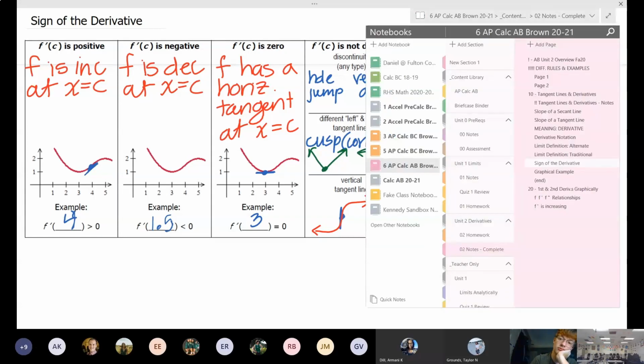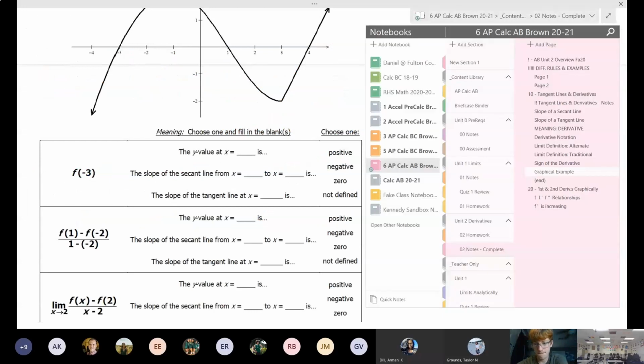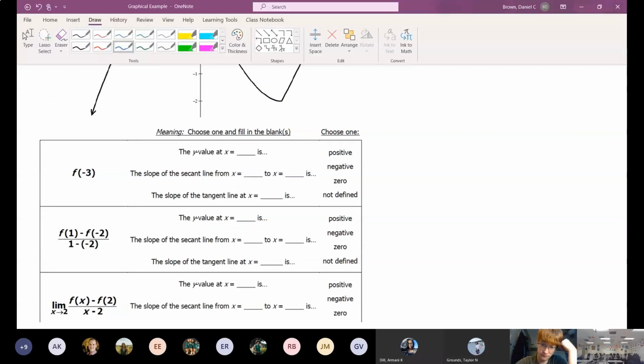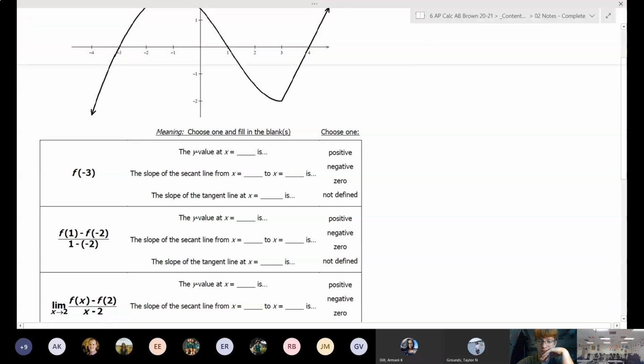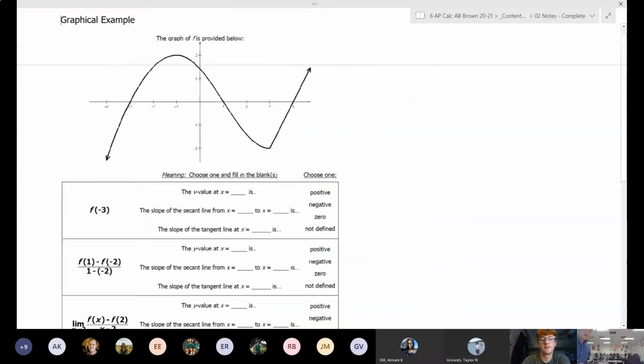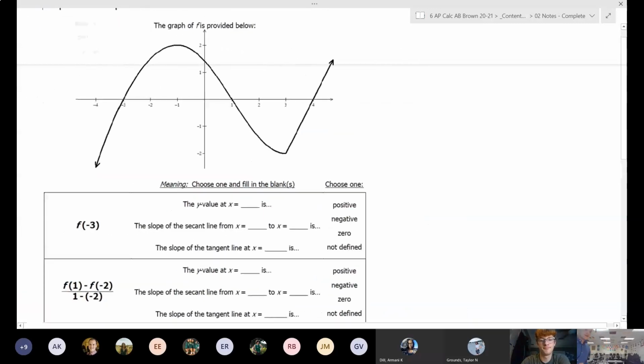All right, so some examples. I have a random graph up here, it's just the graph of f. And underneath it, I have 4 statements that we're going to answer in terms of the graph. Some of these are going to be asking for the value, some are going to be asking for a secant line, and some will be asking for a tangent line. And then we'll just talk about whether it's positive, negative, 0, or not defined. Your homework tonight is just like this page, but a few more problems. So this is going to model what the homework does, focusing more on the conceptual aspect of this thing called the derivative.